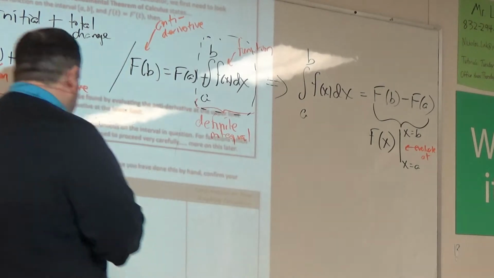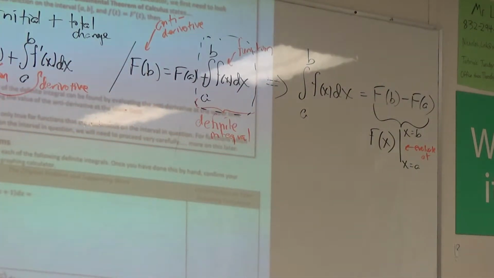All right, let's just jump into it. I want to find the definite integral from -1 to 2 of 3x squared minus 2x plus 1. Follow the fundamental theorem of calculus. The fundamental theorem of calculus says, go find the antiderivative. Anybody know the function that has 3x squared minus 2x plus 1 as its derivative?